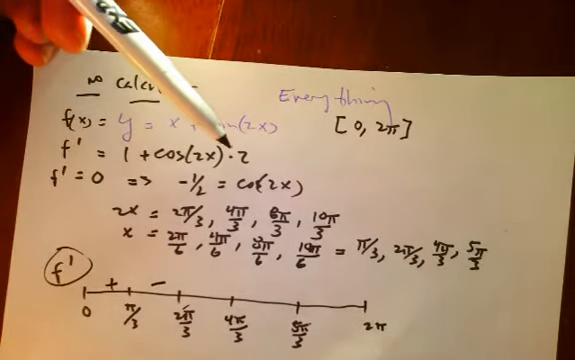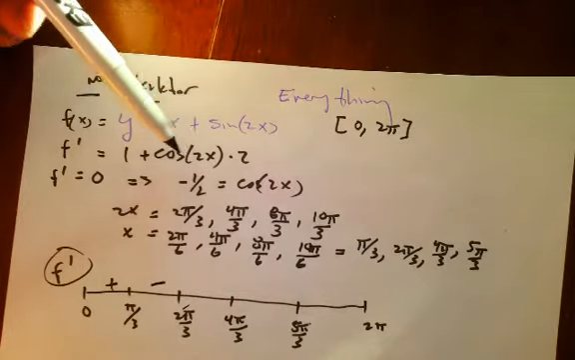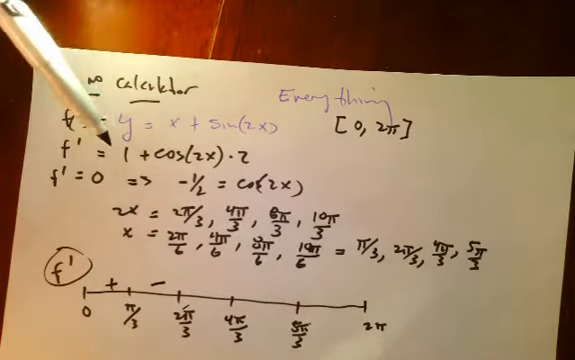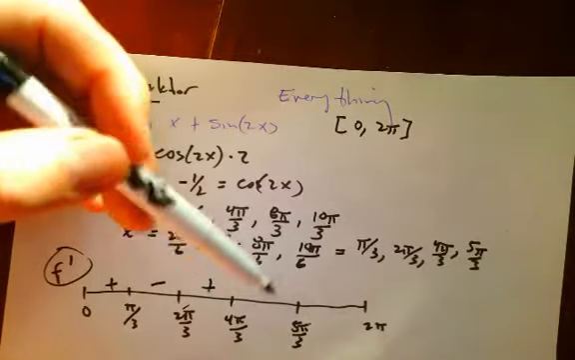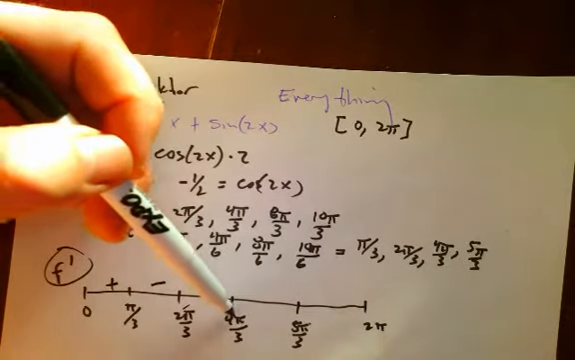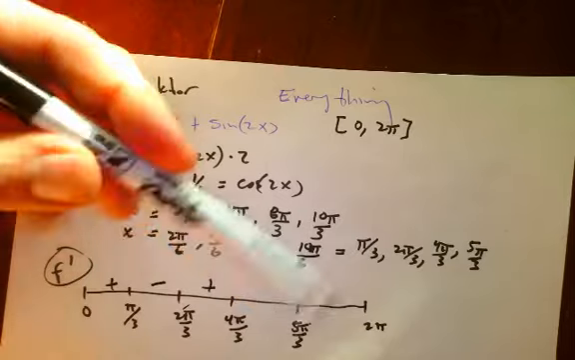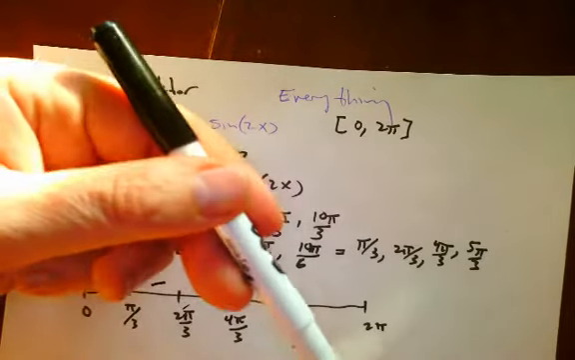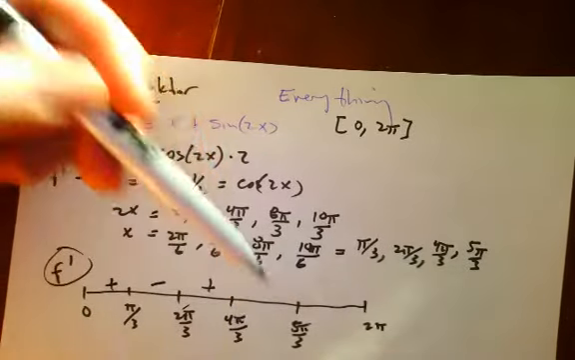Okay. What about something in between 2 pi over 3 and 4 pi over 3? Well, pi is between those two, and that's pretty easy to work with, so let's plug in pi for x. So 2 times pi is 2 pi. The cosine of 2 pi is 1. 1 times 2 is 2. 2 plus 1 is 3. So we get positive here.